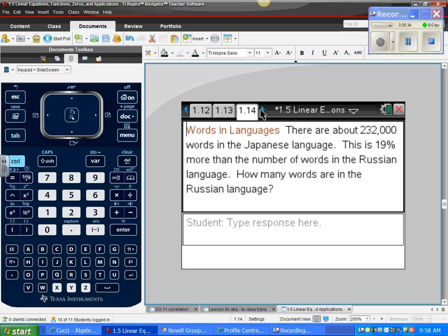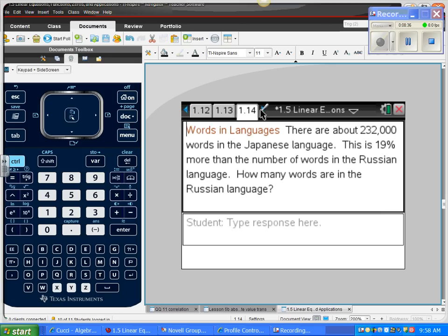Okay, so what we're going to do is translate this into math. All right, 19%. We have the Russian language, which we can say is X. And then we have to add to the Russian language 19% of the Japanese language. So 19% of the language X. Okay, so this is what we're kind of trying to figure out.